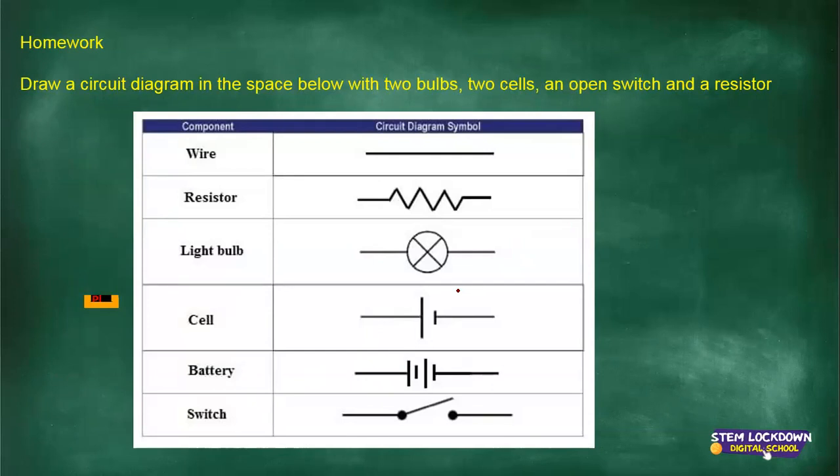And then I want you to draw a circuit diagram with two bulbs. That means two of these bulbs here. Then two cells. Okay, so it will be something like that. And an open switch. So we have the open switch. I'm just going to take this and move it to the top. We have our open switch here and a resistor. And this is the symbol for your resistor.